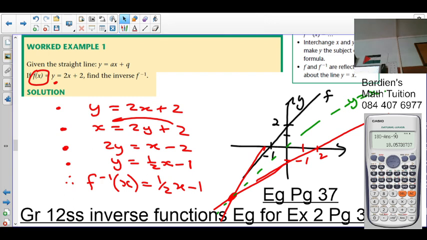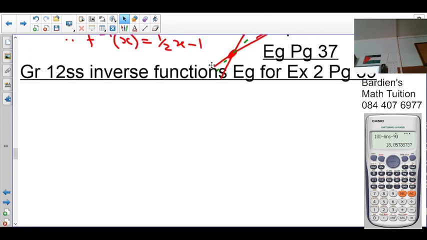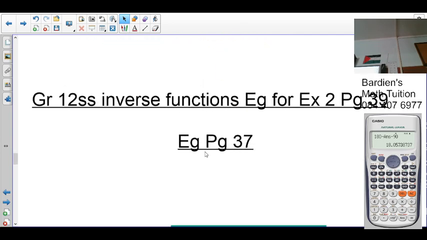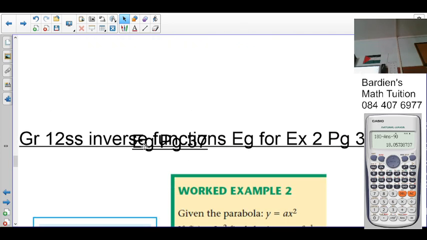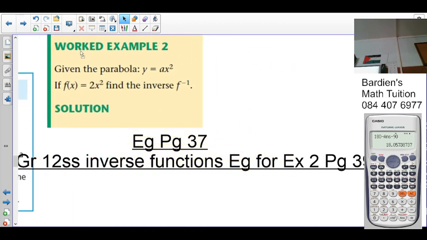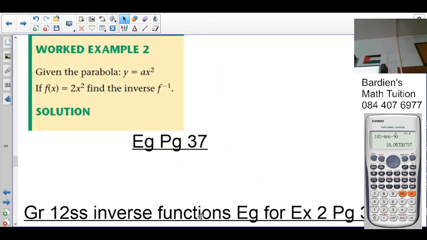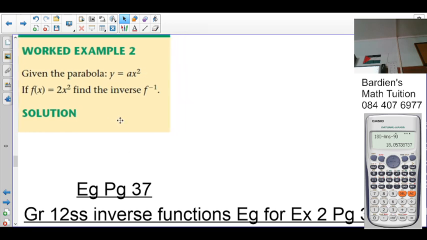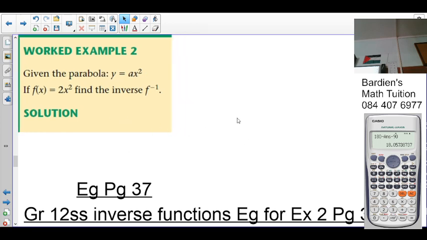Let me just wrap this up quickly, people. This is example 2. In example 2, again, if you want the full lesson, you'll find it in the description box below. Given the parabola y is equal to ax squared, if f of x is equal to 2x squared, find the inverse.